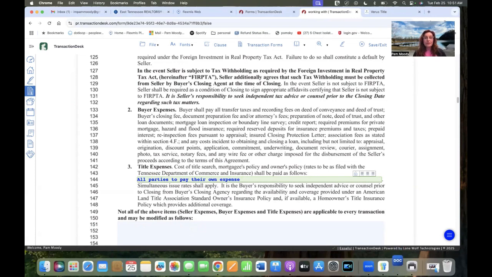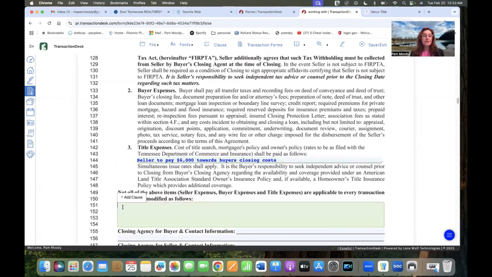Now, if it's a new home tract, a lot of times that seller to pay $6,000 to $8,000, sometimes $6,000 towards buyer's closing costs. Sometimes we can get that.